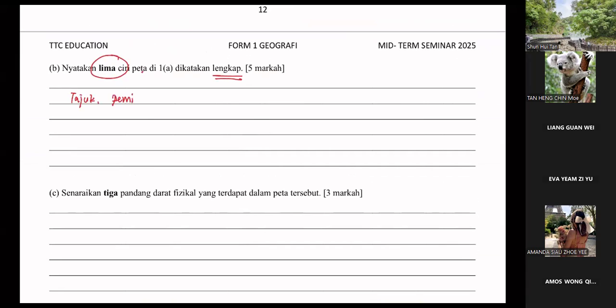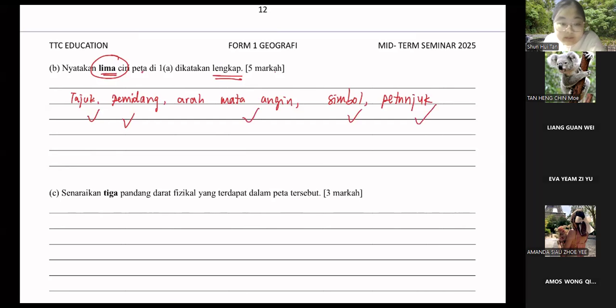Let me write down one by one. Pemidang, arah mata angin. Two more. Yes, good. Symbol. And also, yeah, you wrote it. Petunjuk. Okay? It's just great because they say state 5, 1 mark each. All right? Now, they might also ask you, senaraikan 3 pandang darat physical. What is pandang darat physical? Natural characteristic.